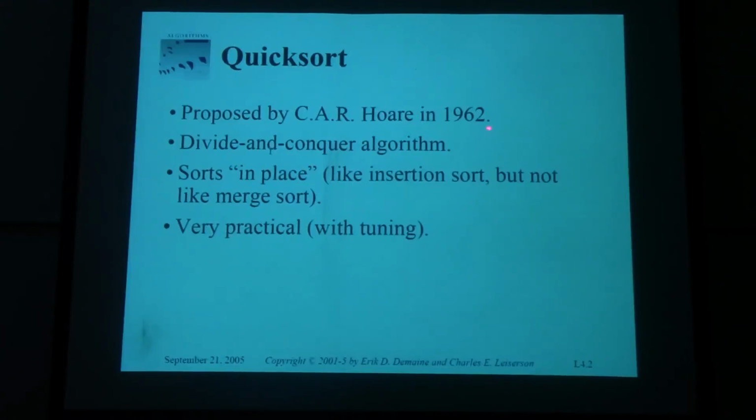So C.A.R. basically came up with something in the class of algorithms that we'll call divide and conquer. We'll look at other divide and conquer algorithms. And what happens is it sorts in place. Sorts in place means that the data never leaves its array or its locations. That's true for insertion sort, but insertion sort is theta n squared on average.